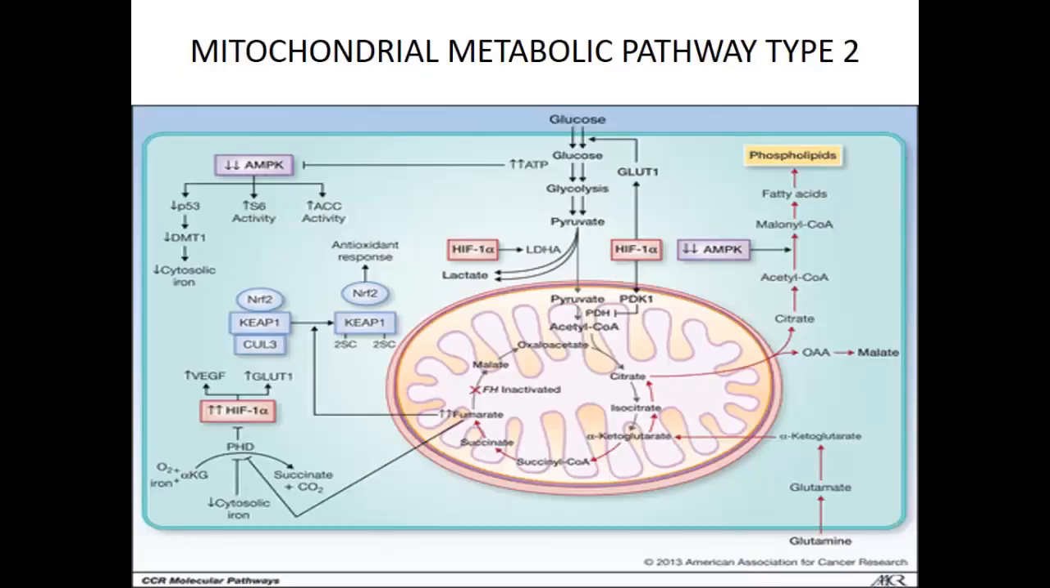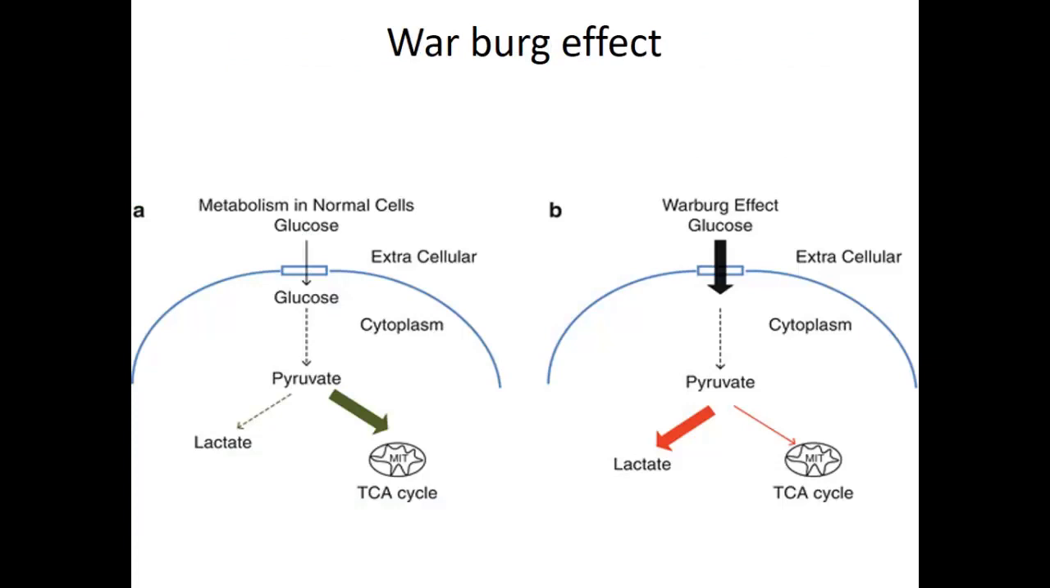The second pathway is the hereditary leiomyomatosis pathway, that is the mitochondrial metabolic pathway in type 2, in which there is impaired oxidative phosphorylation. Why does it happen? Because fumarate doesn't turn into malate, and hence there is a lack of the TCA cycle, leading the cell into a hypoxic state, which we call the Warburg effect. What is the Warburg effect? In the metabolism of a normal cell, through glucose oxidative phosphorylation, the end product lactate is low, and the TCA cycle through which ATP is generated is high.